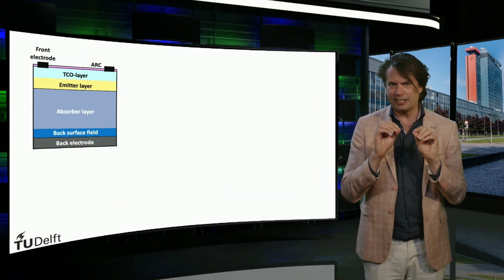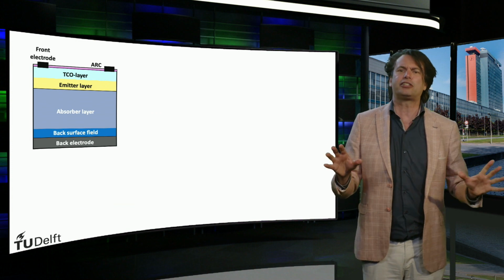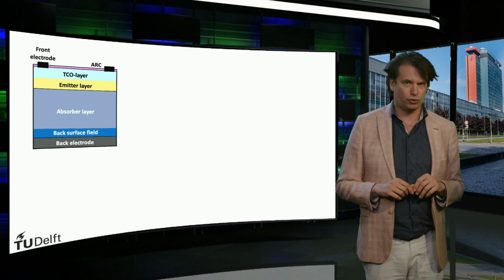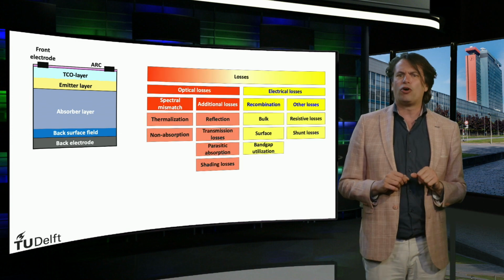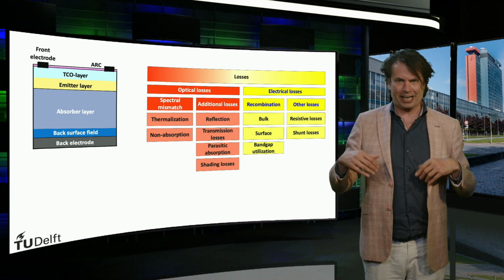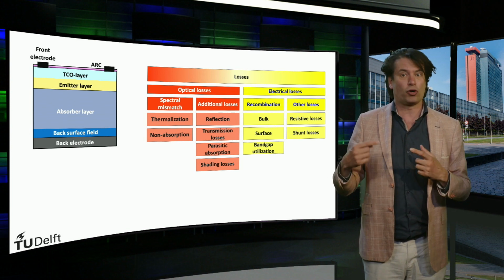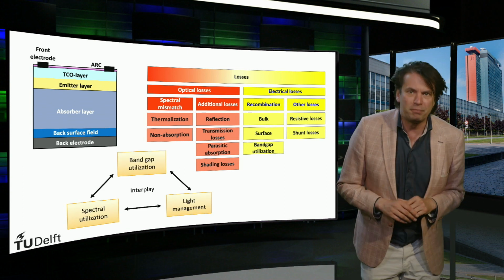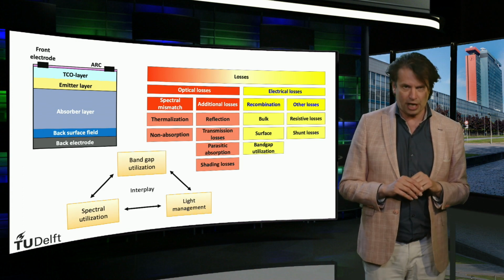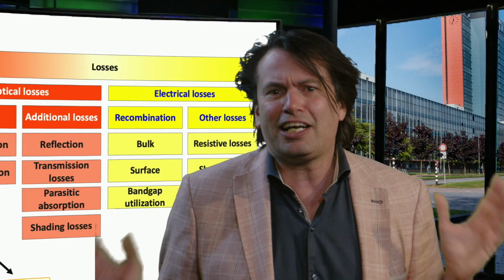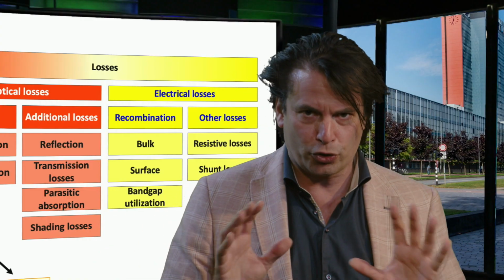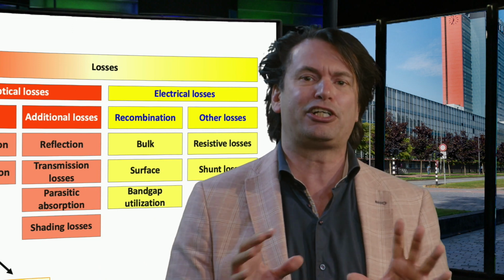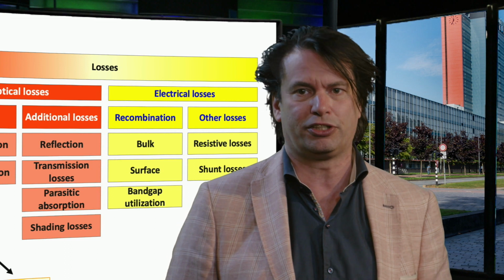In summary, in this two-part video, we discussed the basic function of each of the layers in a standard crystalline silicon solar cell. We looked at an overview of all the optical and electrical loss mechanisms that occur in any type of solar cell. Finally, we derived from these the universal solar cell design rules. With this last video, we conclude the first course in the solar energy program on the fundamentals of photovoltaic energy conversion and the role in the energy transition.